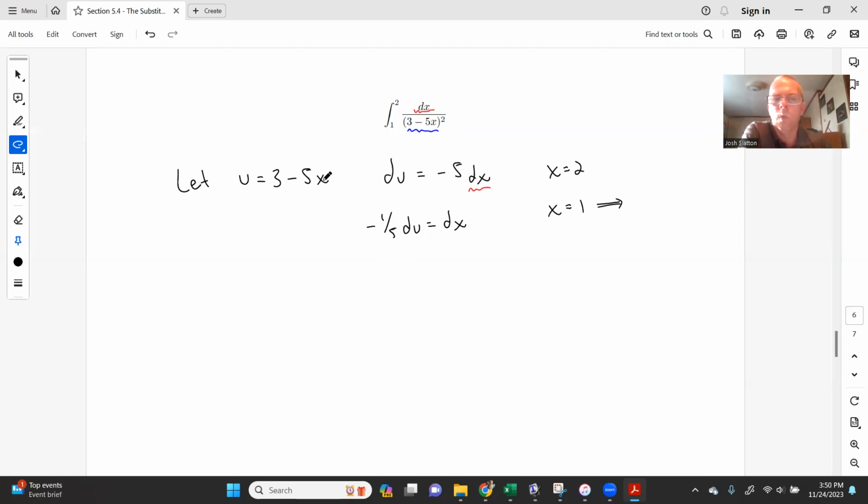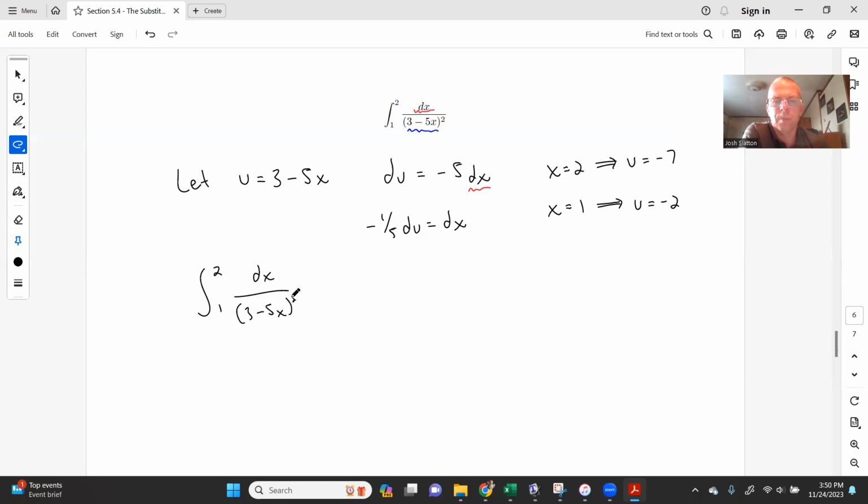So now when we plug in 1, we get u is 3 minus 5, so u is going to be negative 2. When we plug in 2, 3 minus 10, so u is negative 7. Now normally the lower number goes on bottom, the higher number goes on top. But in this case, they're going to be flipped, and it's okay. It doesn't matter in that case. Just keep it corresponding in the way that it is.